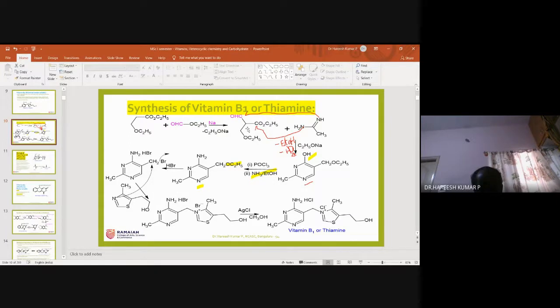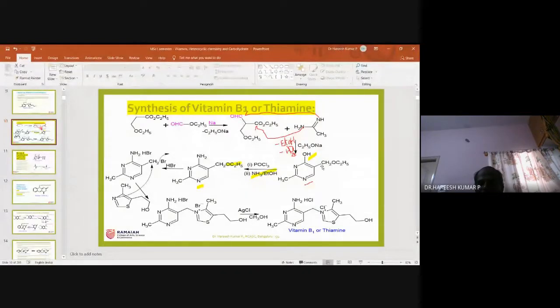Later on, removal of one proton and OH, it will go out overall. What you need to remember here is that there will be a new bond formation between this nitrogen and this carbon. So that is how this pyrimidine is obtained.